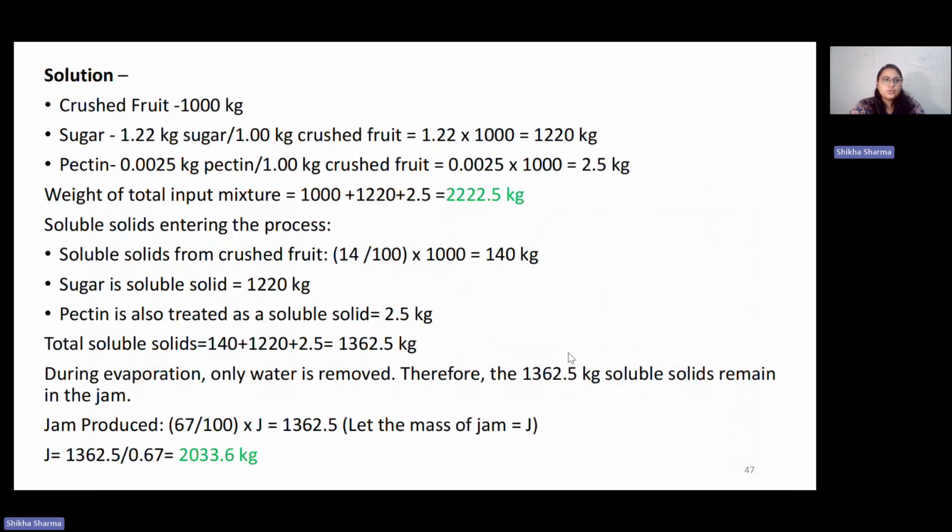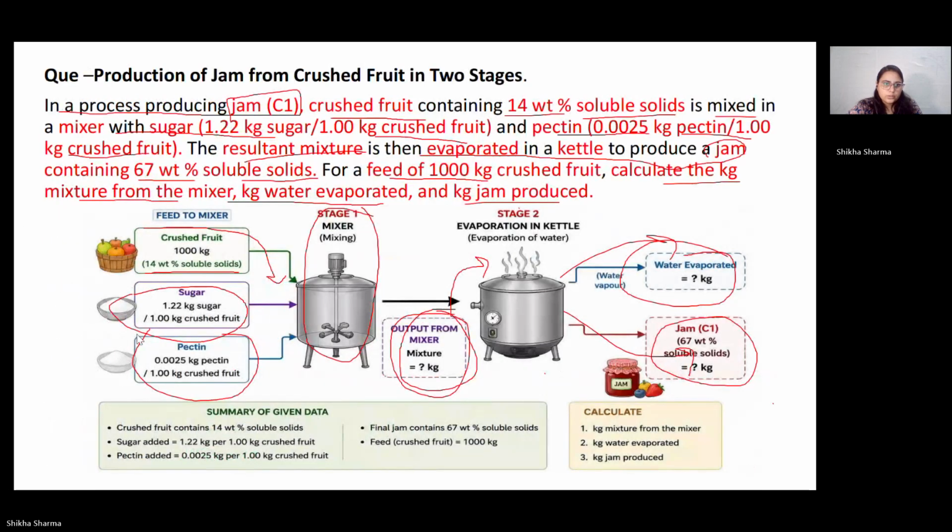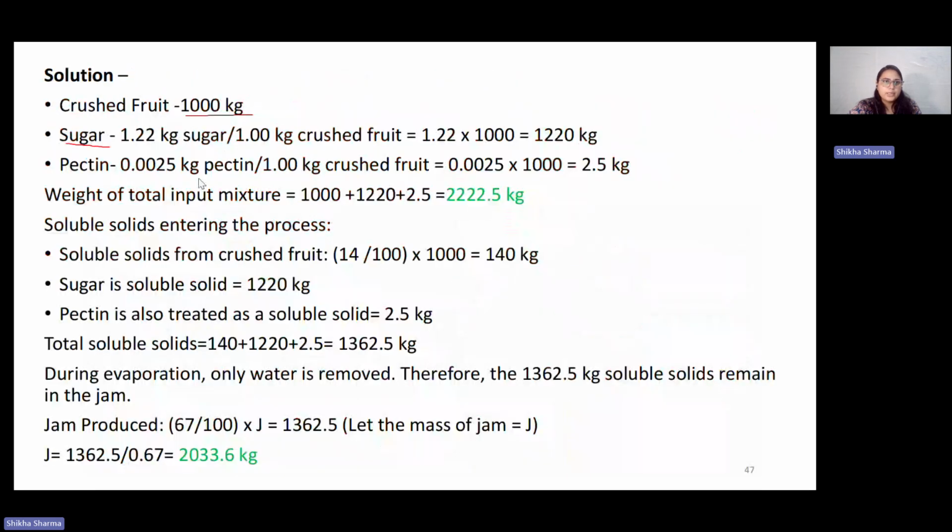Okay, let's solve this question. The crushed fruits, we know 1000 kg is there, and the sugar is given as 1.22 kg of sugar per 1 kg of crushed fruits, right? So when the crushed fruits are 1000 kg, if for 1 kg of crushed fruit we need 1.22 kg sugar, then for 1000 we can multiply by 1000. So it would be 1.22 into 1000, which is 1220 kg of sugar we are adding in the mixture.